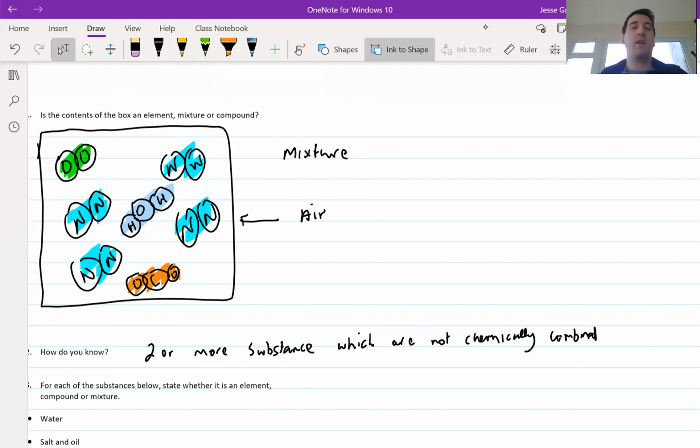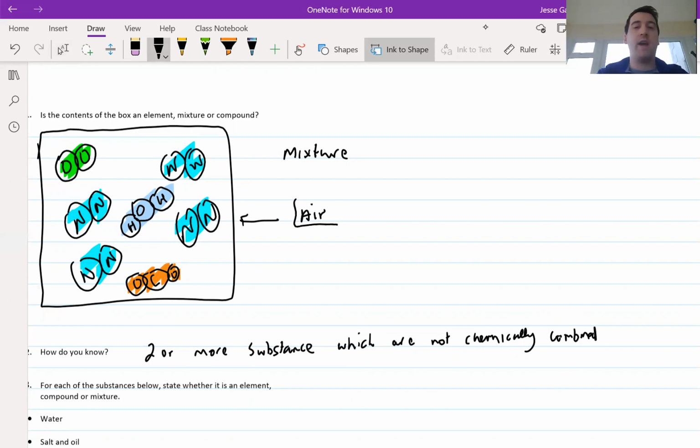It's about 80% nitrogen and roughly 20% oxygen, and that's nearly 100%, by the way. And then we've got a very tiny amount of carbon dioxide and water, and there are some other gases in there as well, but those are in really small quantities. So this here is air.